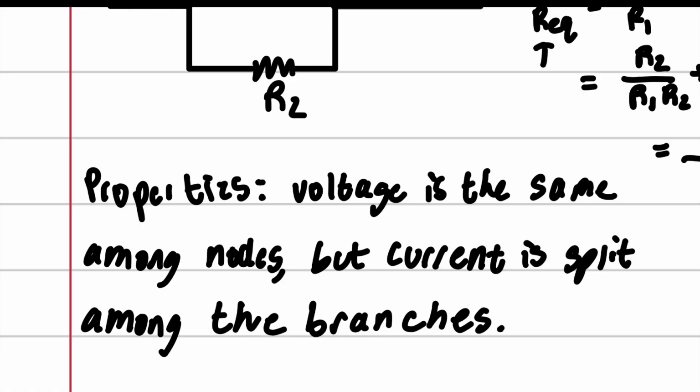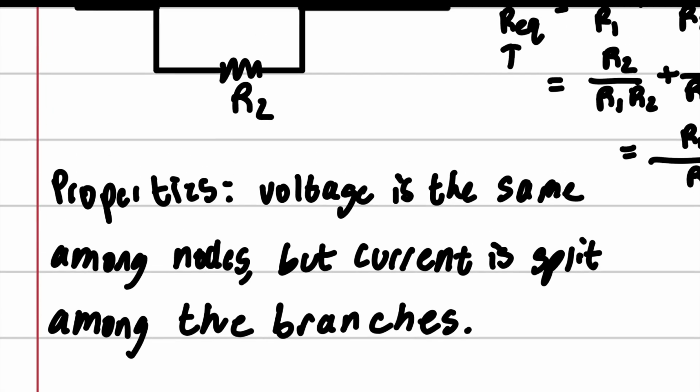Oh, and here are the properties, which I described earlier. I actually should have put this above this, but it is what it is. So the properties of a parallel circuit: the voltage is the same among the nodes, but the current is split among the branches, which is dependent on the magnitude of resistance of each load.